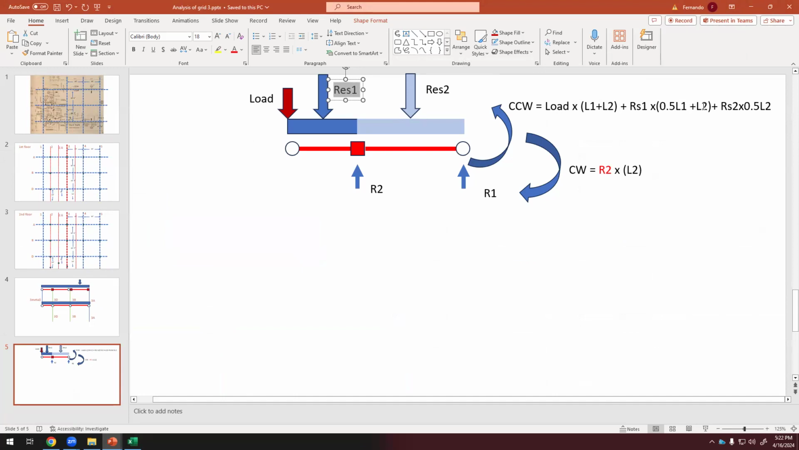I have to write it down because I'm going to forget it. So it's resultant 1 times 0.5 L1 plus L2.